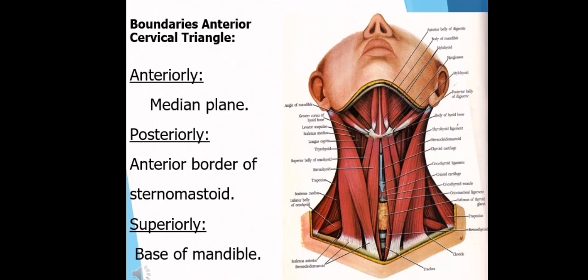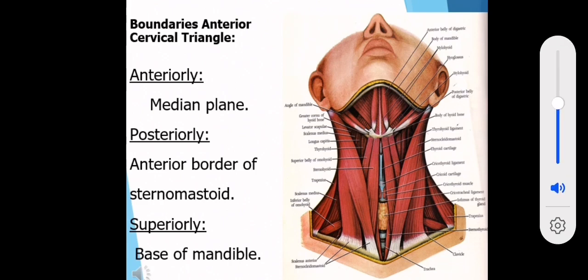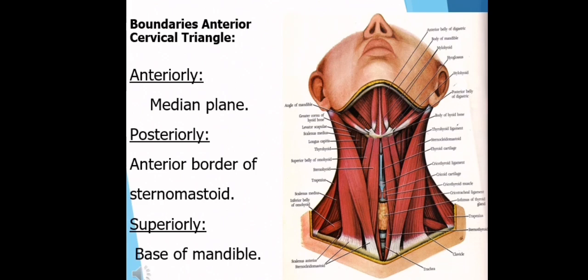Now that we have seen how the sternocleidomastoid divides the neck into two triangles, anterior and posterior triangles, let's focus on the boundaries of the anterior triangle itself. This triangle is shaped like an inverted pyramid, and its borders are defined by three key anatomical landmarks. Anteriorly, we have the median plane of the neck running straight down the midline from the chin to sternum.